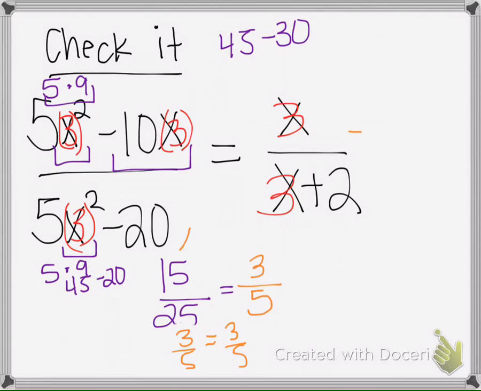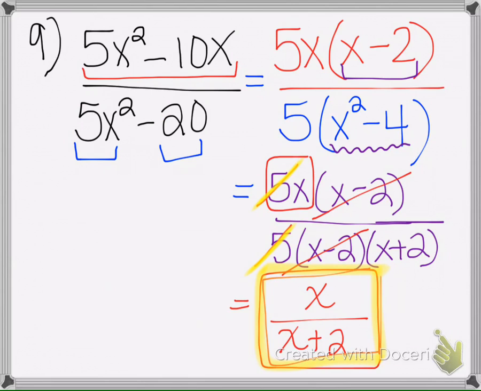So I had an error right here. I just want to point out this should have been 15. 45 minus 30 is 15. Anyways, so we'd have 15 over 25, which is 3/5. And then here we'd have 3/5, so it equals. So we would know that this is the correct answer. So again, remember we were not allowed to plug in 2 because it would make the denominator 0, which would make it undefined.